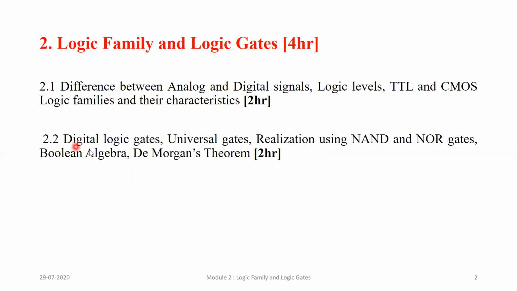So 2.2, what is there in 2.2? It is digital logic gates, universal gates, then realization using NAND and NOR gates, Boolean algebra, De Morgan's theorem. Now, these are the building blocks of your digital circuits, because unless you know what the logic gates and universal gates are, how do you realize using NAND and NOR gates? And you should also know Boolean algebra and De Morgan's theorem. This will help you in understanding all the remaining chapters of digital circuits. It is quite interesting and simple, but you have to remember some things.